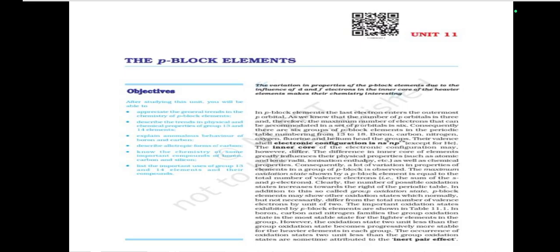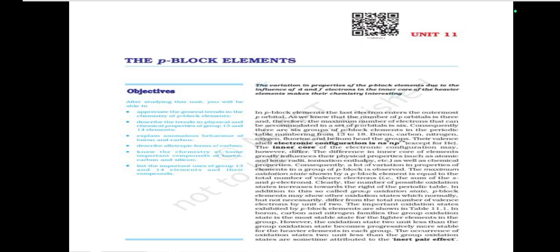P block elements are those in which the last electron enters the outermost p orbital. As we know, the number of p orbitals is 3, and therefore the maximum number of electrons that can be accommodated in p orbitals is 6. Consequently, there are 6 groups of p block elements in the periodic table, numbered 13 to 18. Boron, carbon, nitrogen, oxygen, fluorine, and helium lead the groups.